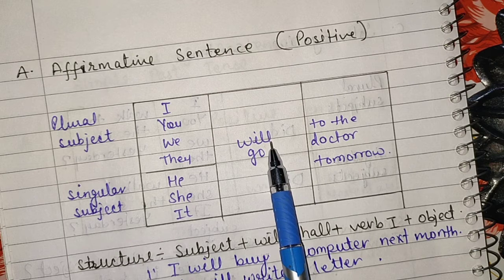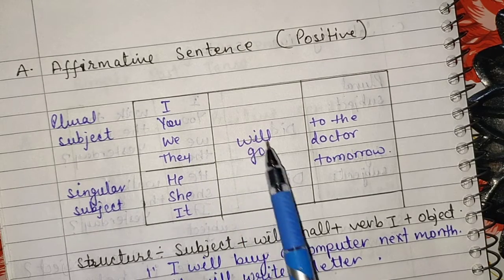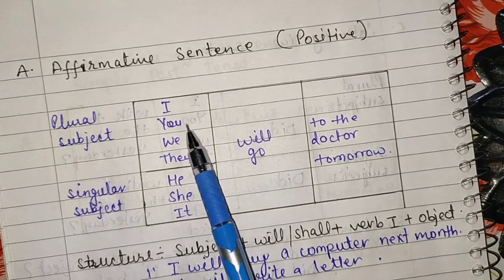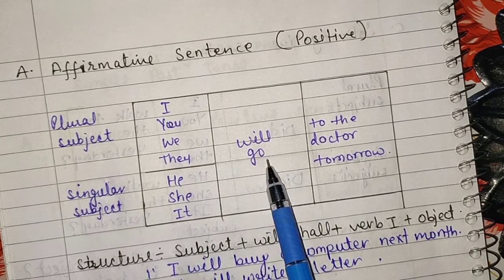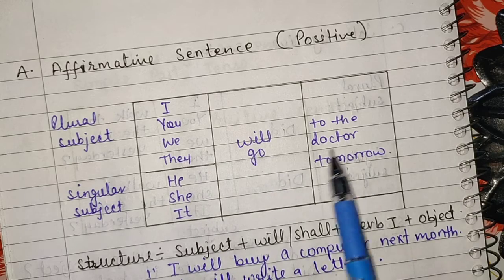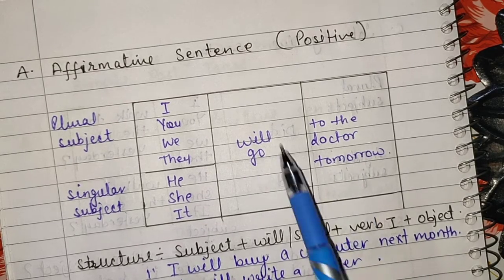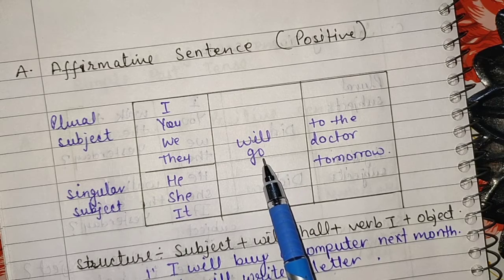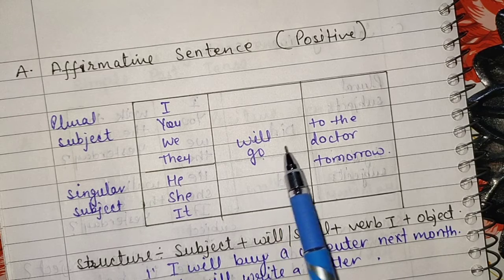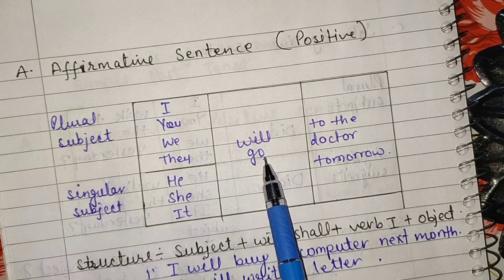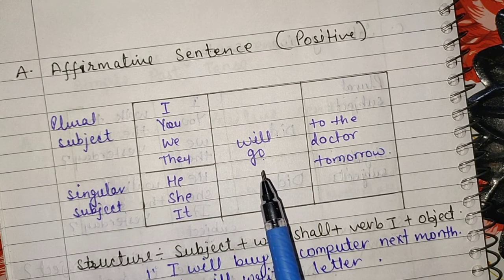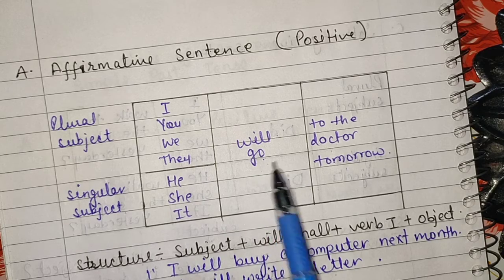Will expresses that you want to say something about the future. I will go to the doctor tomorrow. You will go to the doctor tomorrow. For singular subject, he will go to the doctor tomorrow. She will go to the doctor tomorrow. So you will add will and you will write the verb in the first form. Here also you don't need to add s with the verb. Just write the simple verb, base verb form.